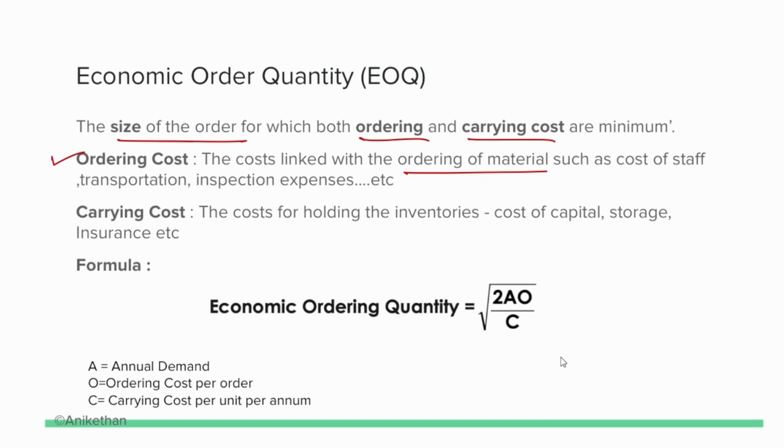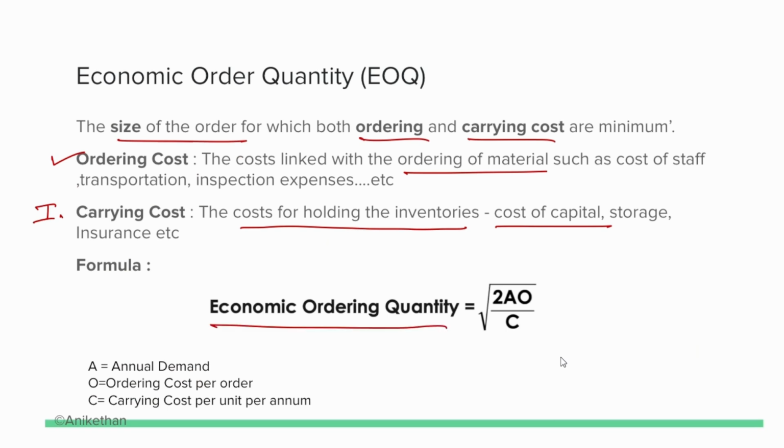Next is carrying cost. This is the cost of holding inventory. It's also called inventory carrying cost. So this is nothing but your cost of capital. If you are buying something, you have to pay the supplier, correct? And once you pay the supplier, that amount you do not have, that's your working capital, it is gone. And if you do not consume that material, that means your working capital is locked. That is also a cost. So that is the cost of capital or cost of storage.